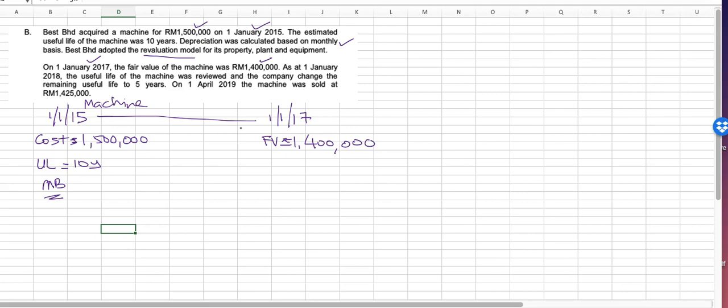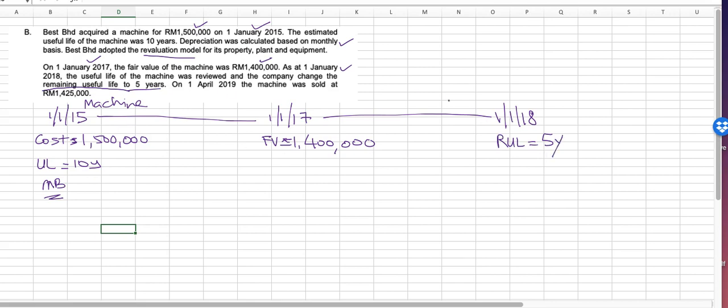Okay, as at 1st January 18, the useful life of the machine was reviewed and the property changed the remaining useful life to 5 years. Okay, the remaining useful life. So meaning here, the remaining useful life is 5 years. By right, okay, later on I will explain on that.